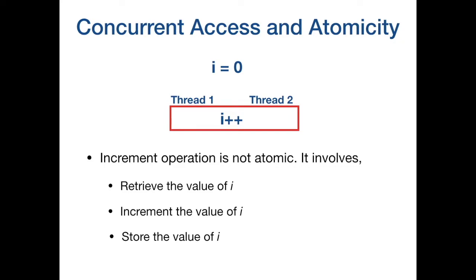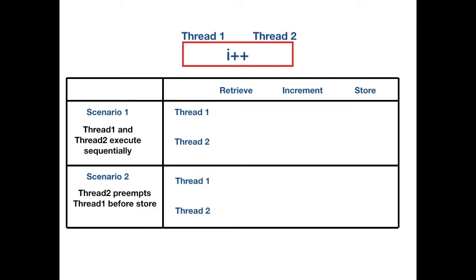So let us see some scenarios. Now let us take two sequences of execution. In the first sequence, thread 1 and thread 2 are executing sequentially, one after the other. In the second sequence, thread 1 and thread 2 are executed in an interleaved fashion, where execution of one thread is preempted by the other thread. Let us consider the first scenario.